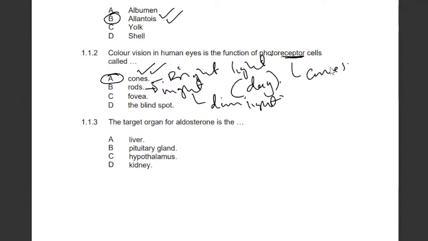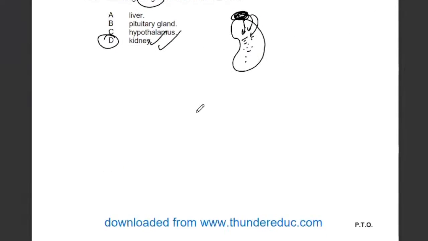Okay, the target organ of aldosterone. Where is aldosterone working? Don't forget that aldosterone is being produced by the top part of the kidney, which is the adrenal gland. Once it's produced, it travels through the blood and then enters the kidney, basically in the nephron. But they're talking about the organ, and the nephron is not an organ. The nephron is a part of the kidney, which is the organ. Therefore, the answer becomes D. So here you get 2 marks in that case.